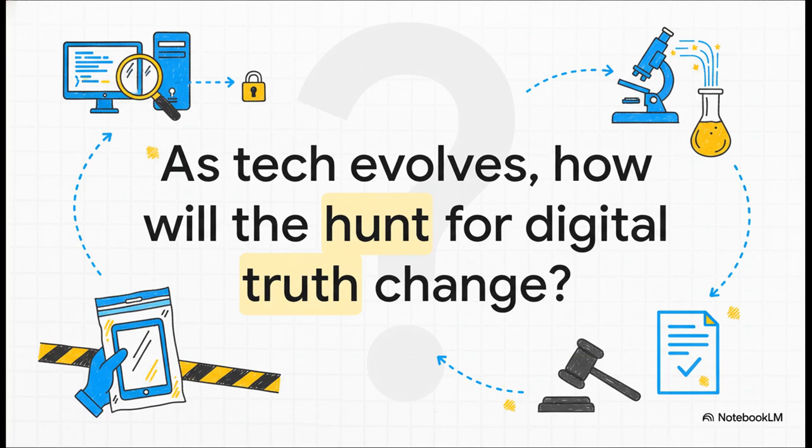So, from a chaotic crime scene to a sterile lab, and then a formal courtroom, that's the journey of digital evidence. But with the rise of cloud computing, powerful encryption, and the Internet of Things, that digital crime scene is constantly getting more and more complex. And that leaves us with a final, crucial question. As our world becomes more digital, how will the hunt for truth have to evolve to keep up?